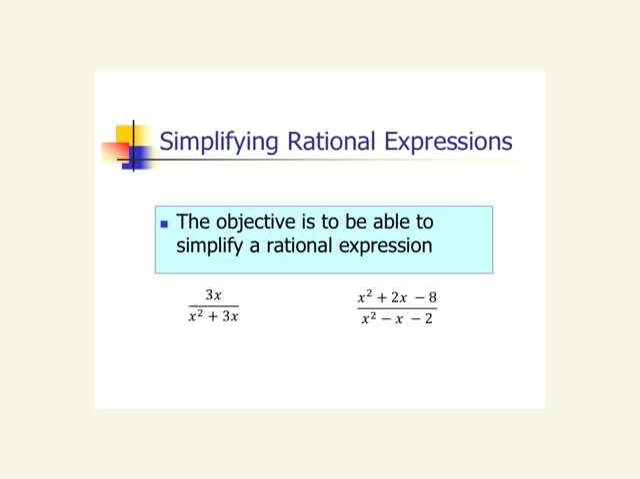Good evening, Titans. And tonight we're going to look at simplifying rational expressions. So the objective is to be able to simplify a rational expression. Here are two rational expressions that can be simplified. So we're going to go ahead and take a look at these and how we would do that.